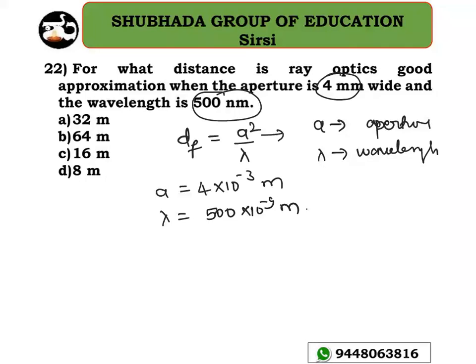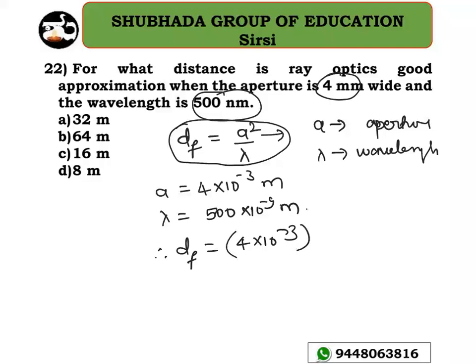So the ray optics is a very good approximation for which the Fresnel's distance is satisfied. That is df equal to a square divided by lambda. So therefore, calculate the df value. A square, in the sense, is 4 into 10 to the power of minus 3, the whole square, divided by the lambda, which is 500 into 10 to the power of minus 9.